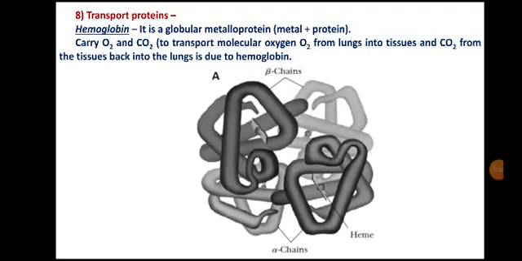The structure of hemoglobin, we have already learned that it has a quaternary structure. It consists of 4 polypeptide chains, 2 identical alpha chains and 2 identical beta chains, and all these chains are bound to a heme group, and this heme group is the one which contains Fe or iron, which is responsible for binding to oxygen and CO2.